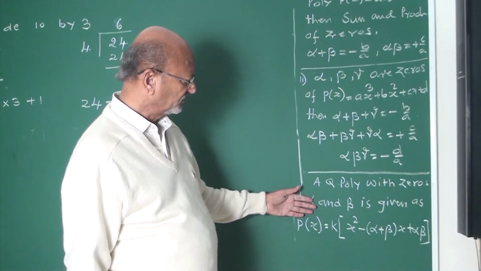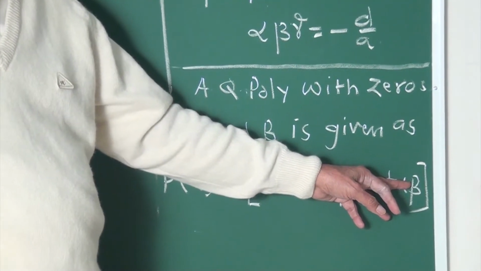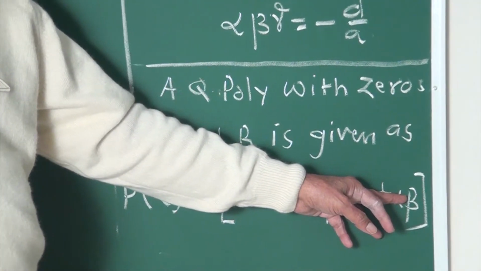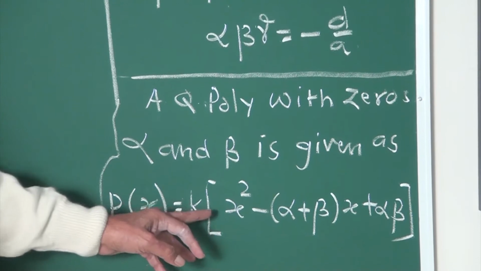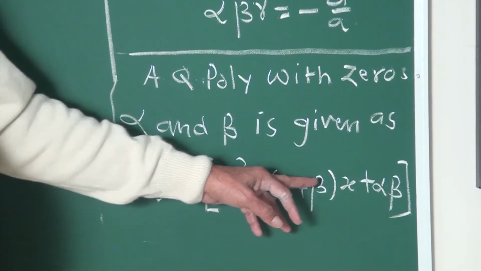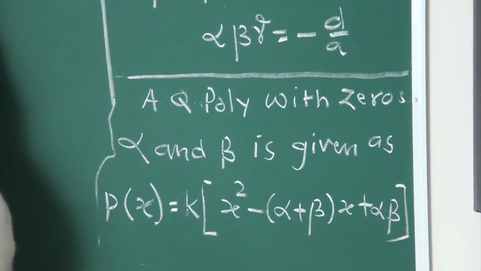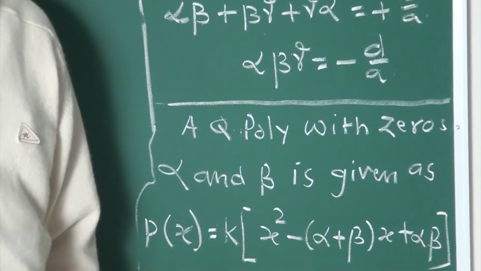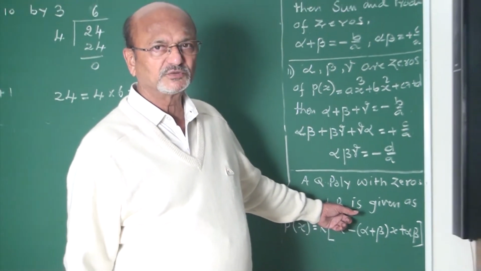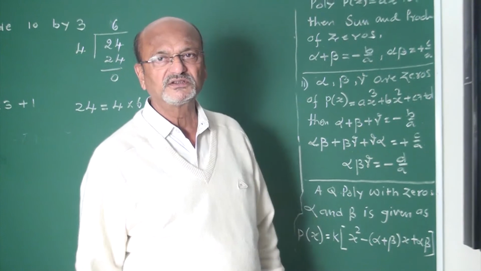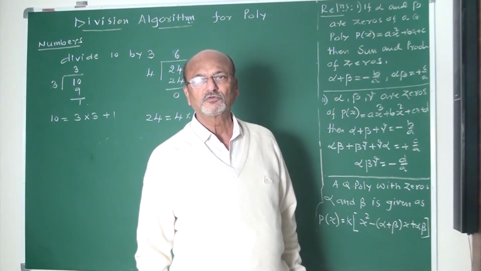This is also another result: when the sum of the two zeros and the product of zeros are given, this is the formation of a quadratic polynomial. That quadratic polynomial is p(x) equal to k into x squared minus sum of zeros into x plus alpha beta. Alternate sign change, the power of x goes on decreasing. We have done everything in two videos. In one video I have done examples based on this, in the next video combining all three I have done some good examples.